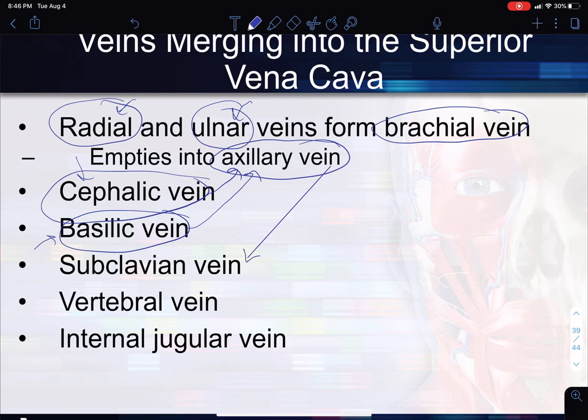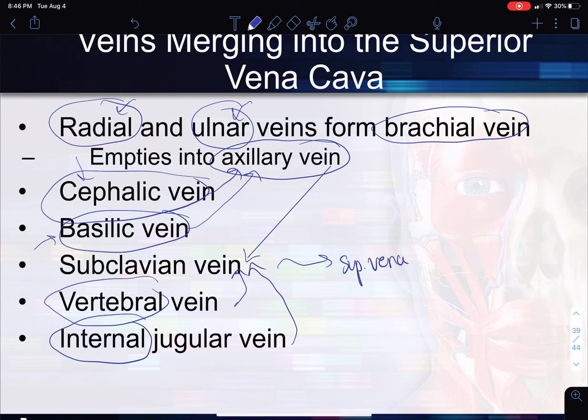Sorry about that. But all of those will also dump into the axillary vein, and then the vertebral vein, which is going to be dumping blood from the vertebral column. That will dump into the subclavian vein, and then the internal jugular vein, which is dumping blood from the internal structures of the brain, and that will also dump into the subclavian vein. And then finally, remember that subclavian dumps into the superior vena cava.